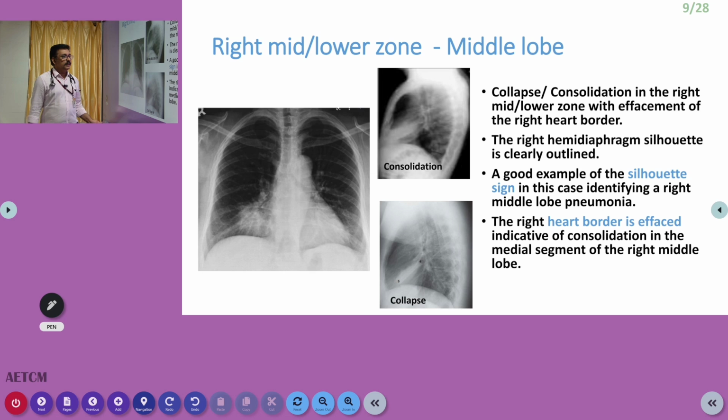Air bronchogram is a typical feature of consolidation. So that is right middle lobe consolidation. This sign is called the silhouette sign. So you can see the heart border here. You can see the diaphragm here properly. Suppose it's a lower lobe consolidation, you may not see the border of the heart and the border of the diaphragm clearly. So that is called the silhouette sign.